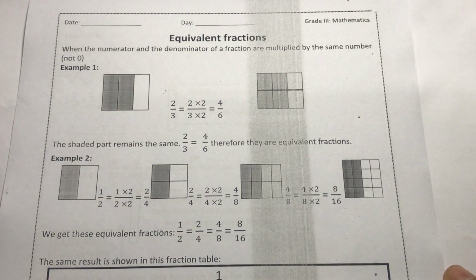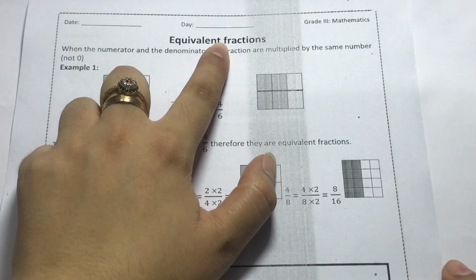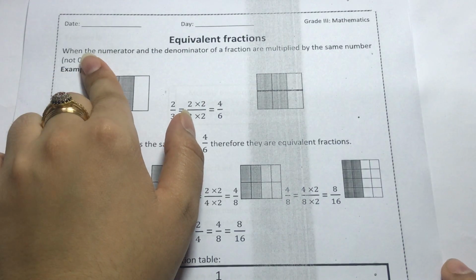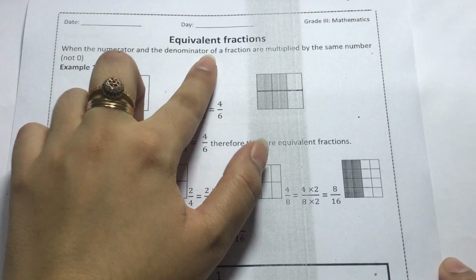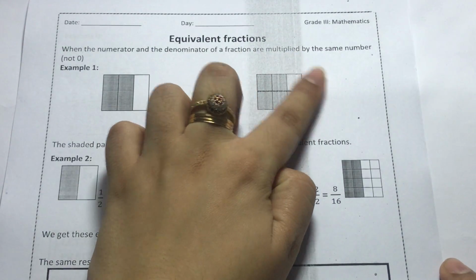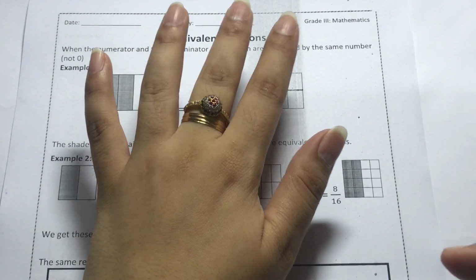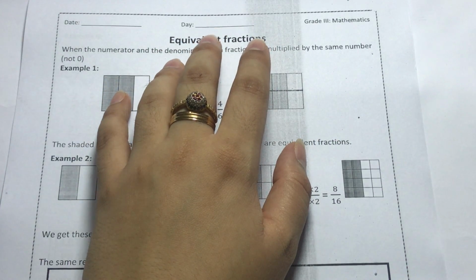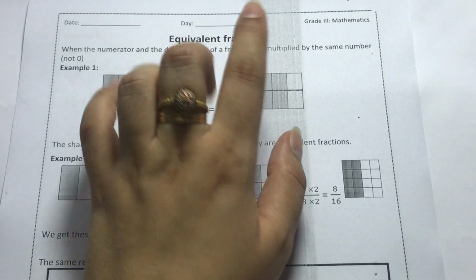Students, open your booklets at page number 53. Today we are going to learn the topic of equivalent fractions. When the numerator and the denominator of a fraction are multiplied by the same number, we will get a new result, and that new result will be called the equivalent fraction.